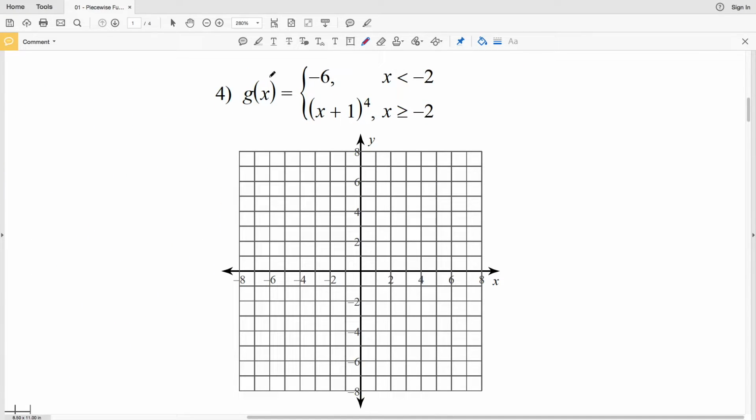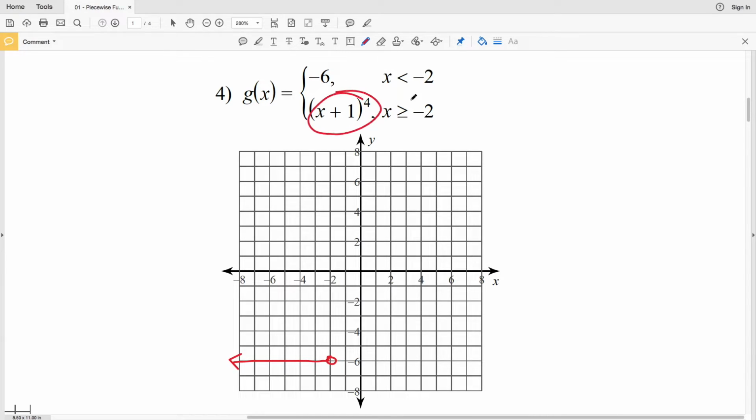In number 4, we have the function g of x. So our y values are going to be equal to negative 6 for values where x is less than negative 2. So when we're at negative 2 in the x, we're at negative 6 in the y, but that's going to be an open circle since that x value is not included in the interval. So where x is negative 2, we're going to have an open circle at negative 6 in the y. And then everything to the left of that is also going to be negative 6.